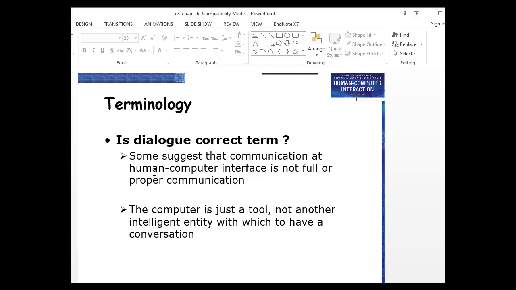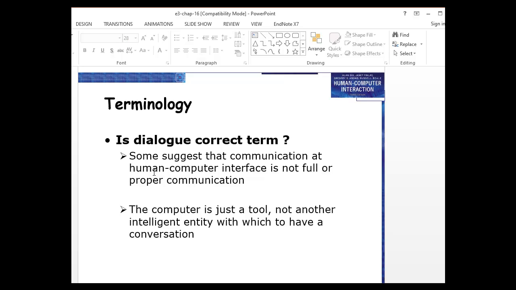First, is dialogue the correct term? Here it is questioning whether dialogue is a correct term or not. The very first bullet includes that some suggest that communication between human and computer interface is not full or proper communication. In this bullet we can simply say that the interaction between human and computer is not a full and proper communication. Why, we will discuss later on, but here just know that this is not a proper communication.